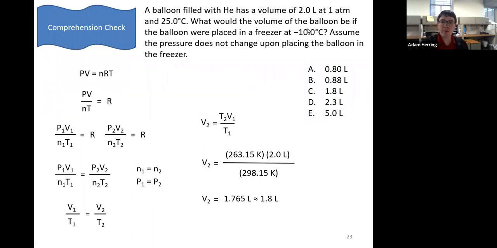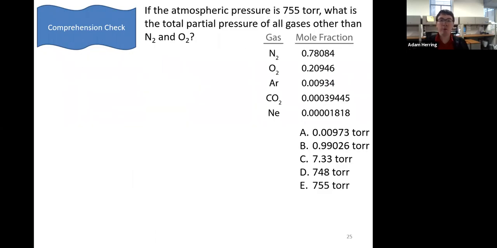So as we would expect, the volume did go down because we decreased the temperature, and therefore we decreased the collisions, and that shrunk our container. Here's one more problem. Pause the video and try this one on your own.